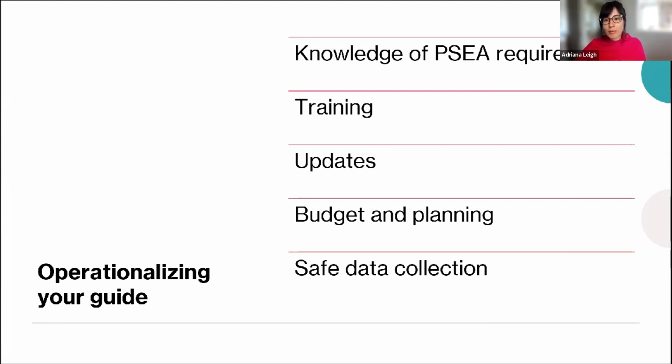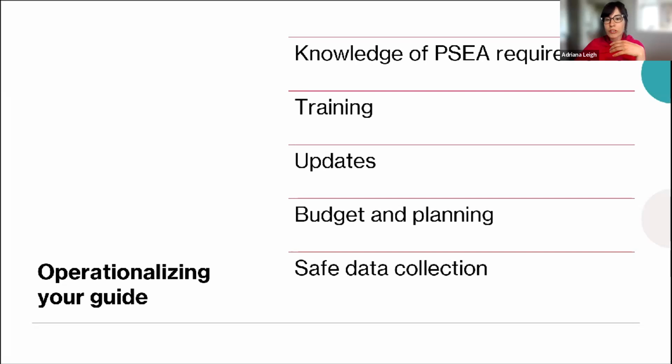So we listed some recommendations, and you're probably going to have others, right, along the lines of how you can operationalize this. But some key ones include, of course, you have to know what the reporting requirements are and your requirements regarding PSEA, Global Affairs Canada requirements in Canada, for example.